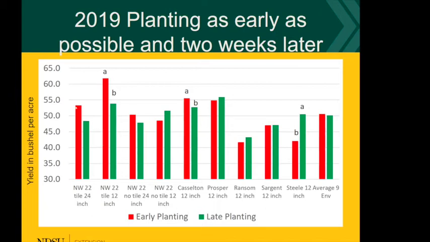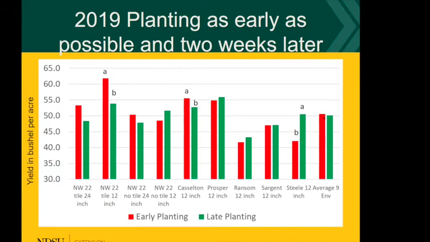If you look here at the two bars, the red bar of early planting was higher, but I don't have a letter there, meaning I could not tell there was a significant difference. However, on the next bar, you can see early planting was significantly higher yielding than late planting. So the tendency has been that the red bars are higher. When you do trials, sometimes it is like a flip-flop. And in Ransom, as you can see, late planting was higher yielding than early planting. That had to do with a little bit of a stand establishment issue due to crusting. So the last bar is looking at the average.